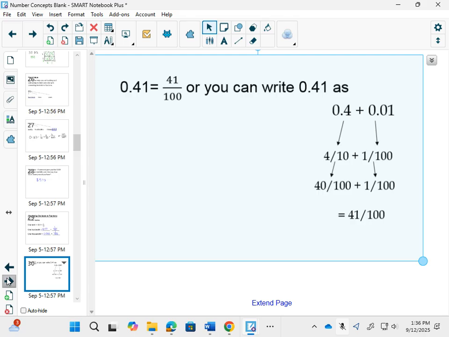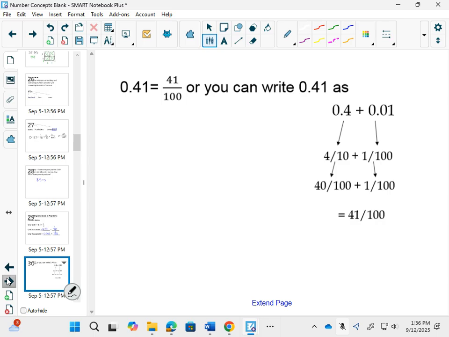So anytime you have a decimal, you just have to say, I know these are tenths, I know these are hundredths, and the third one is thousandths. The fourth one would be ten-thousandths, then hundred-thousandths, then millionths, and so on. And anytime you can take a decimal, you could change it to a fraction.